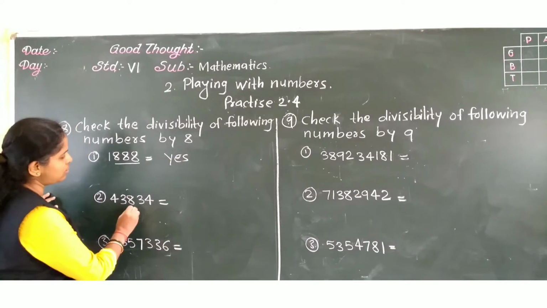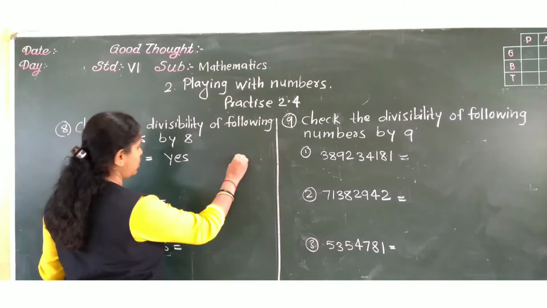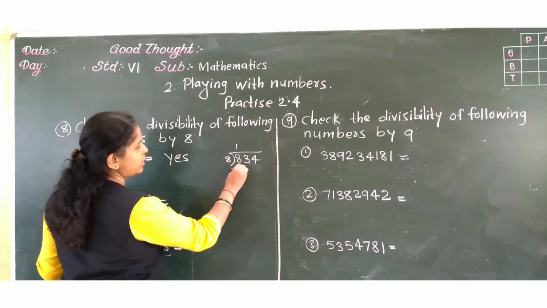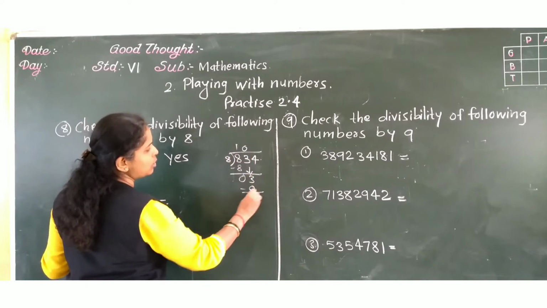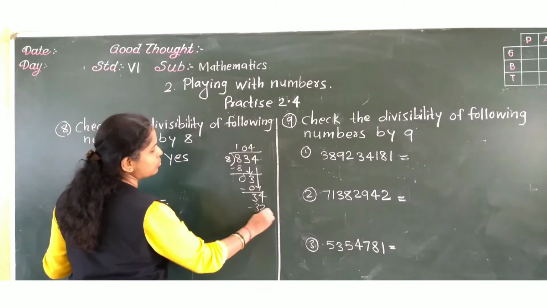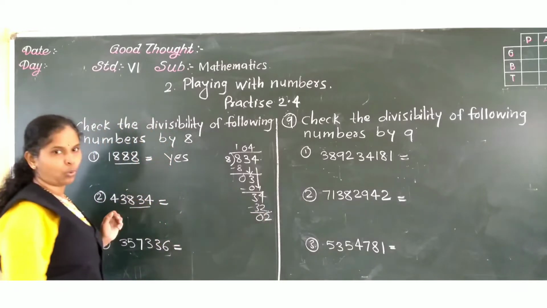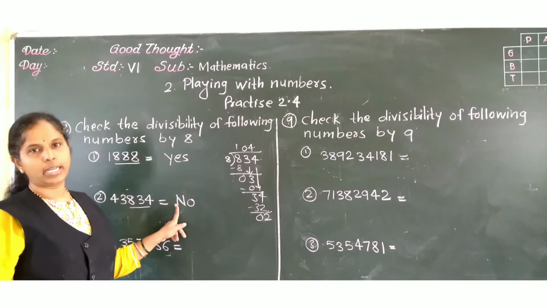Now see these last 3 digits, 834. We do actual division. 8 ones are 8, 0. Take this 3 down. 8 zeros are 0. Take this 4 down. 8 fours are 32. Can we completely divide it? No. That means we cannot divide this number by 8.